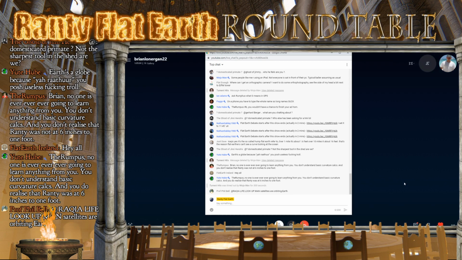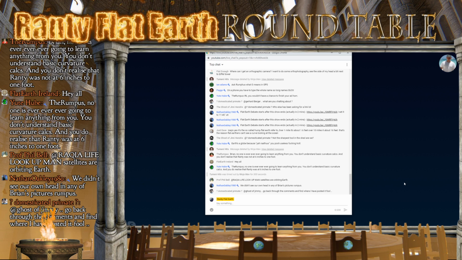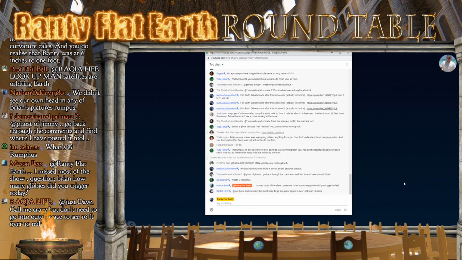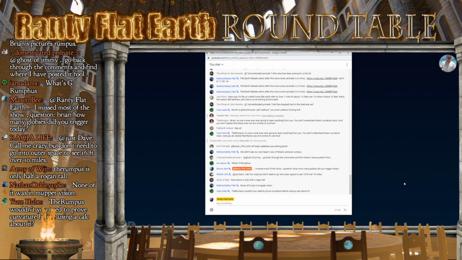Right. Rumpus, I don't understand the curvature calcs and whatever else. You don't realise that Ranty was not at 6 inches to 1 foot. He was 1 foot. Let's just say Ranty was at 1.5 foot. It wouldn't matter. I shouldn't be seeing all that, Rumpus. Full stop. There's no way around it.